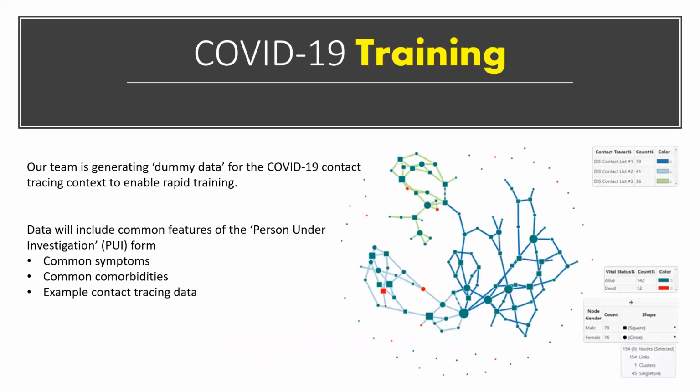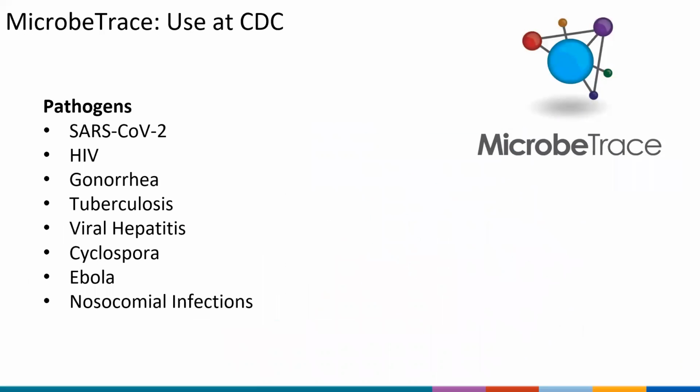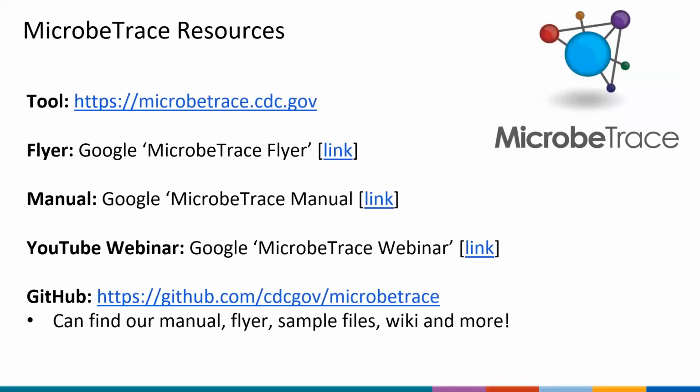But as I showed you just a moment ago, we're working on a training data set that has characteristics that are common with COVID with respect to symptoms, comorbidities, that looks like contact tracing data, and that is kind of a hold your hand walk through how to make these types of visualizations. So that's in the works, and other pathogens that have been evaluated with it are on this list, and this is growing pretty rapidly. So there's really a broad use case, and I think we'll put this last slide up for folks in terms of resources.